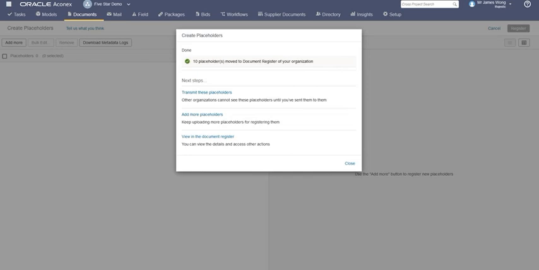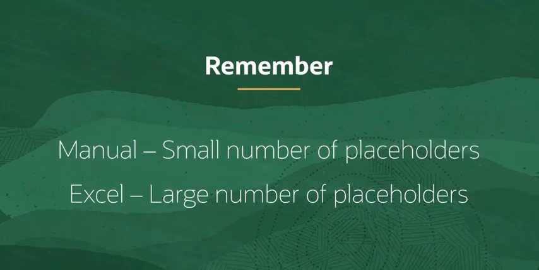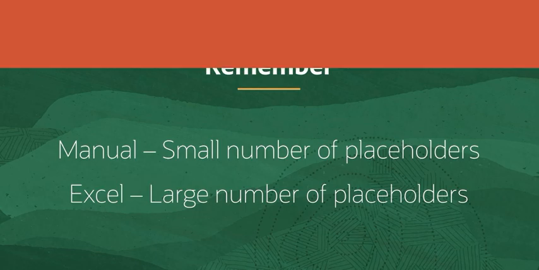That's it. Placeholders allow you to plan ahead and be proactive with your and others' progress and workload. If you only have a few to register, use the manual option. But if you have lots, think about using the Excel option.